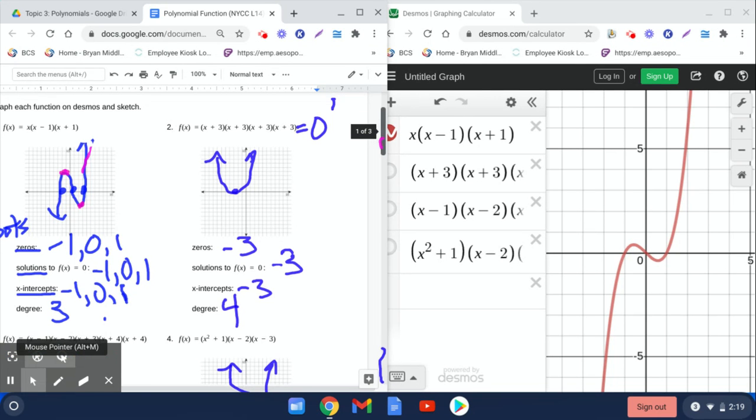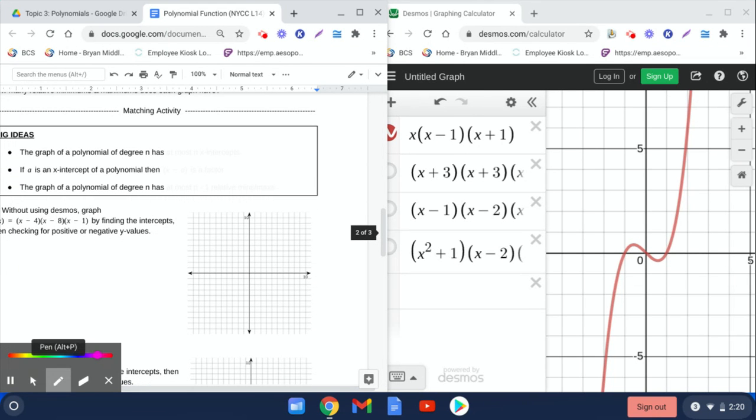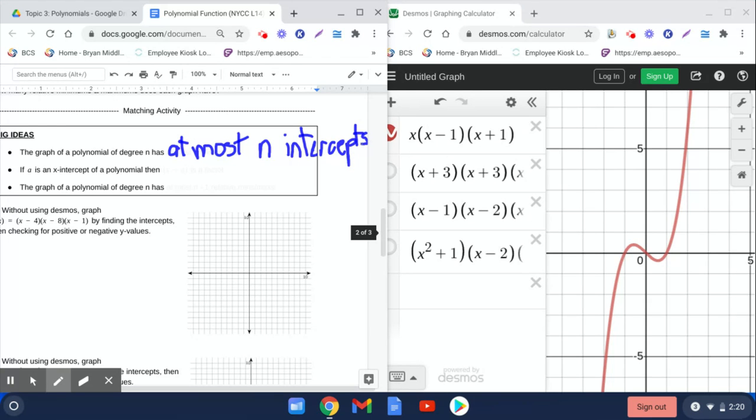So let me get this to the next page. Here are our big ideas. Okay, so if we have a graph of degree n, it has at most n intercepts, x-intercepts, or roots, whatever you want to call them. So if it's a degree 5, at most it's going to have 5 x-intercepts. Write down that that's x-intercepts. If a is one of the intercepts, then that means x minus a is a factor.